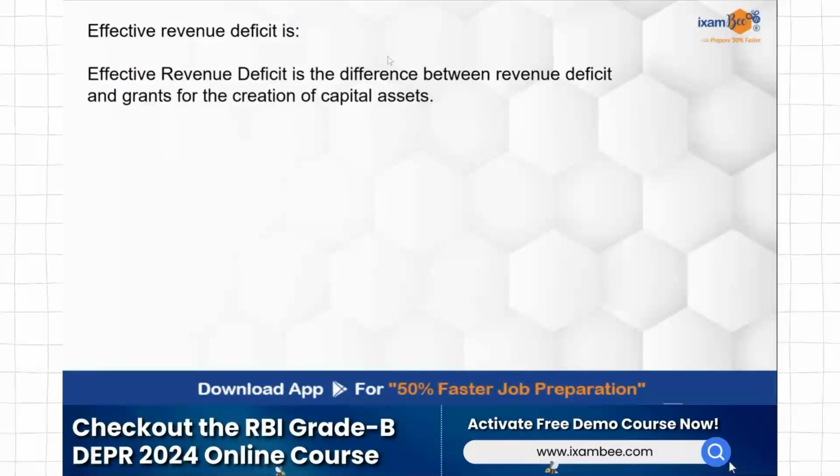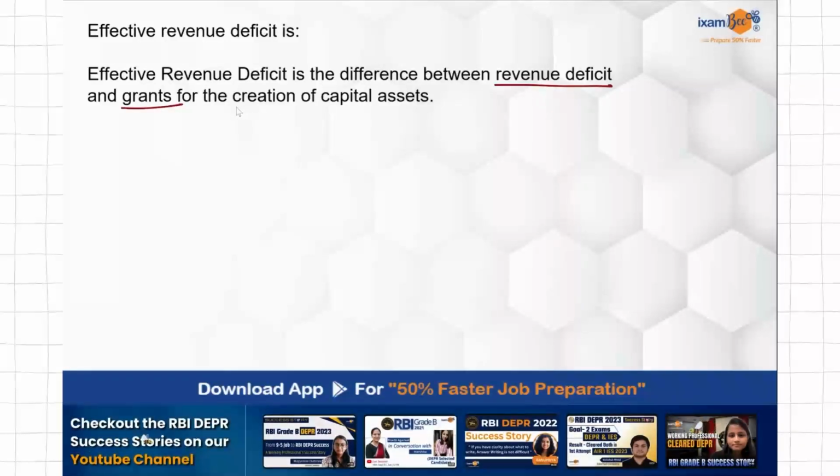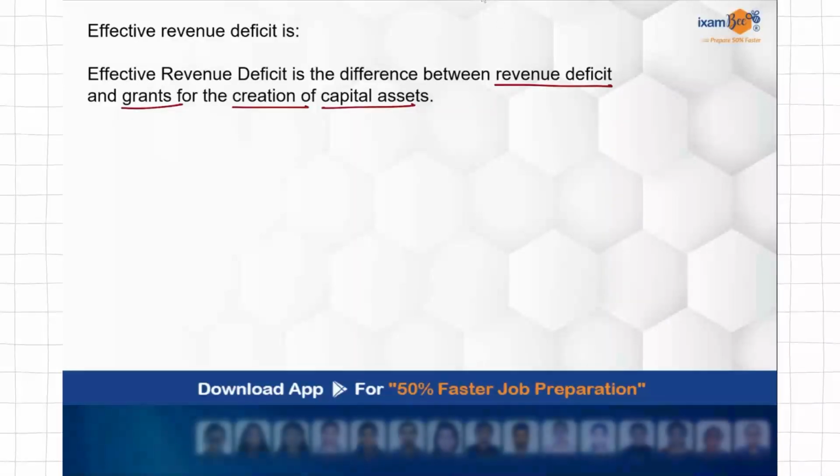Now, what is effective revenue deficit? The effective revenue deficit is the difference between revenue deficit and the grants for the creation of capital assets. Again, the definition. If you know it, you can select the correct answer. If you don't, you can't.